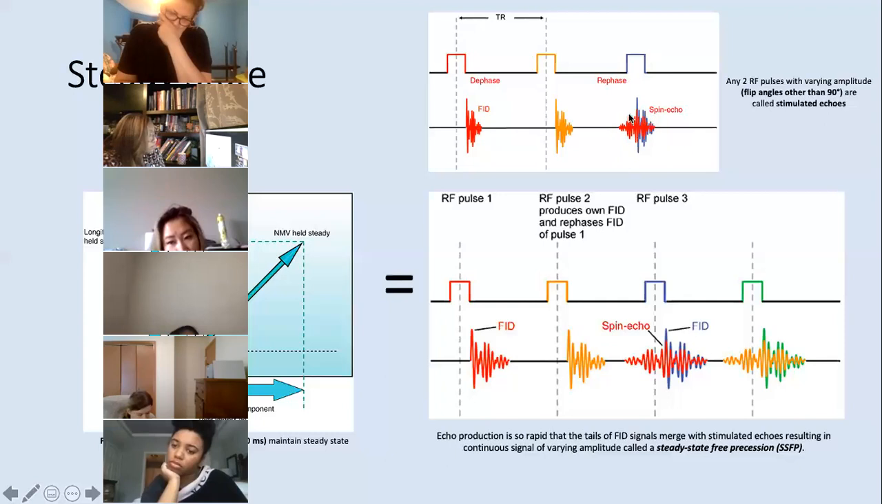So when we're talking about image weighting, it's determining: do we want to sample the stimulated echo or the free induction decay, both, or just one? That's how we're going to get our image weighting, is really what we do with this residual transverse magnetization. Okay.